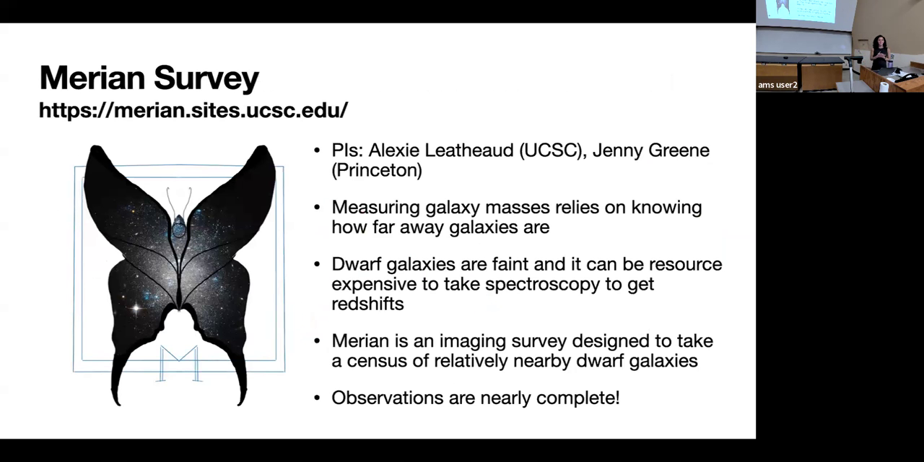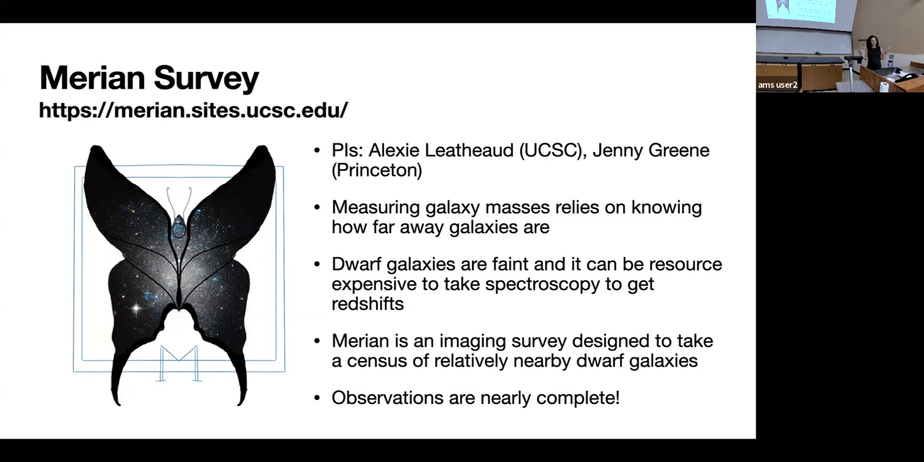All right, in the last couple minutes, I want to talk about another survey called the Mirian survey, which is a survey to identify 100,000 new dwarf galaxies in our relatively local universe. So one challenge in computing the fraction of dwarf galaxies that contain an active black hole is that we don't have a complete census of all of the dwarf galaxies in our local universe.